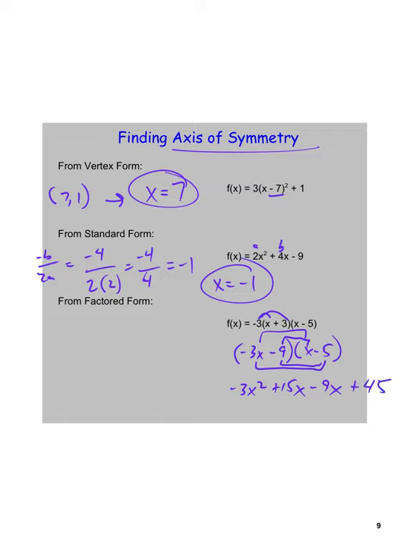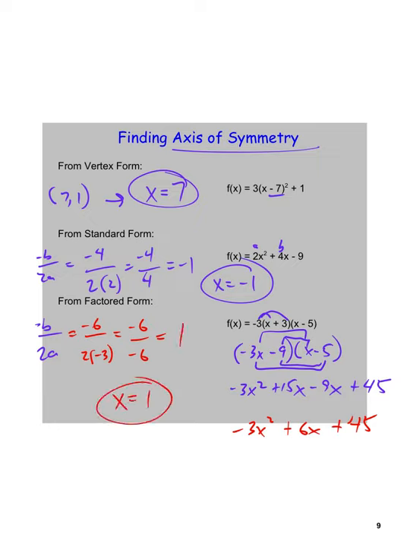But again, what we're really trying to get to is negative b over 2a. So we've got negative 3x squared plus 6x plus 45, which means the negative b over 2a here would be a negative 6 over 2 times a negative 3, which is negative 6 over negative 6. Negative 6 divided by negative 6 is going to give us 1. So our axis of symmetry on this one would be x equals 1.